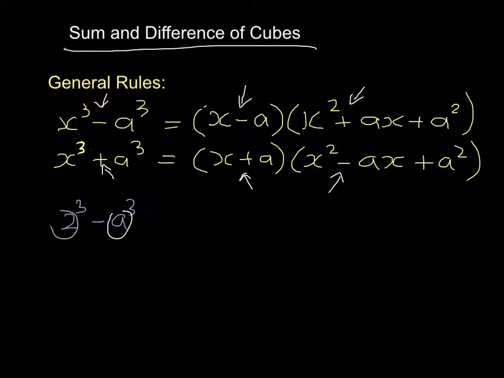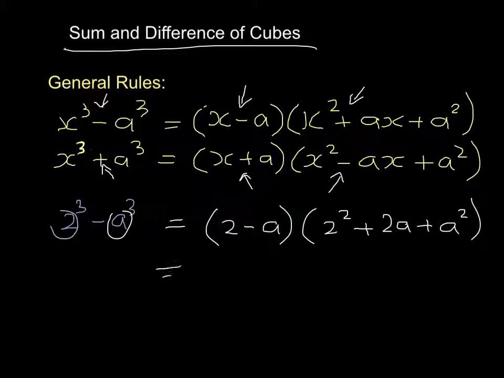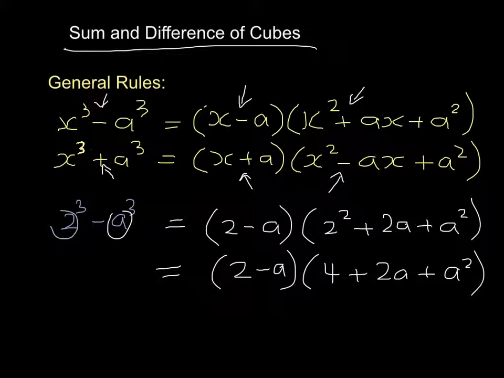So looking at this example that we've got here, 2 cubed take away a cubed, this is going to be the difference, so it's the first of the rules which is there. So the first bit is going to be 2 take away a for our first bracket. Then for the second one, it's going to be 2 squared plus 2 times a plus a squared. And it's always good if you've got a 2 squared that you would actually evaluate that. So we just write this as 2 take away a, 4 plus 2a plus a squared. Okay, we'll go on with some more examples here.